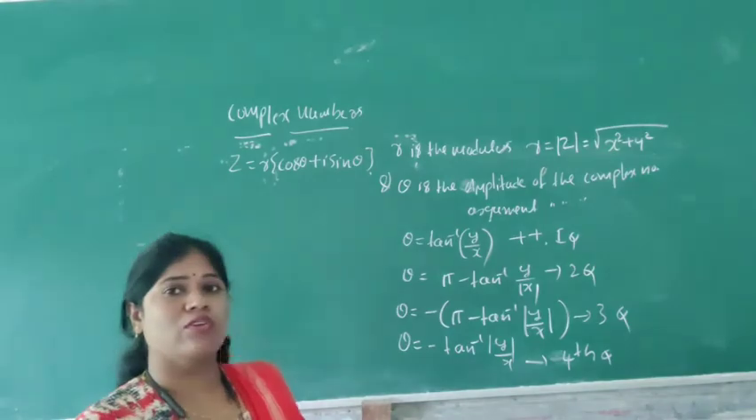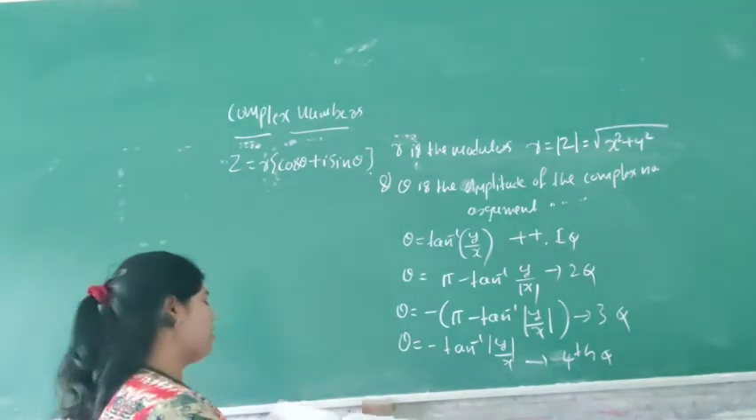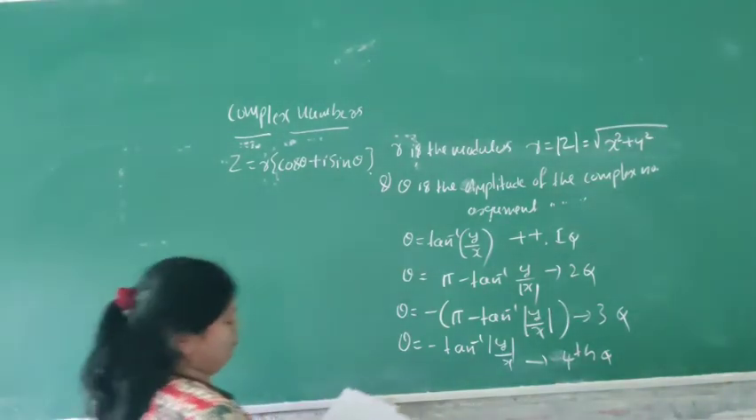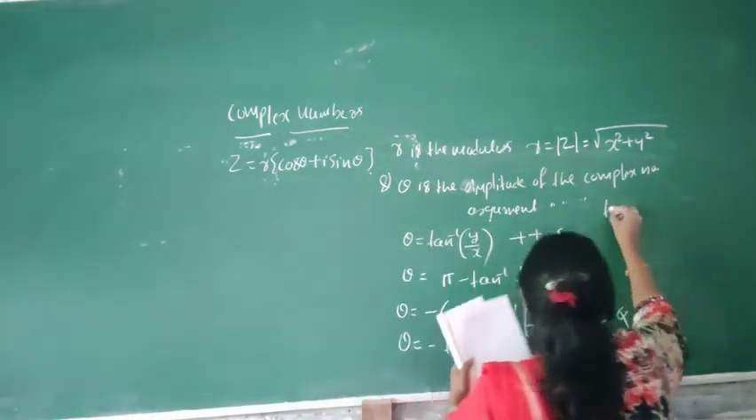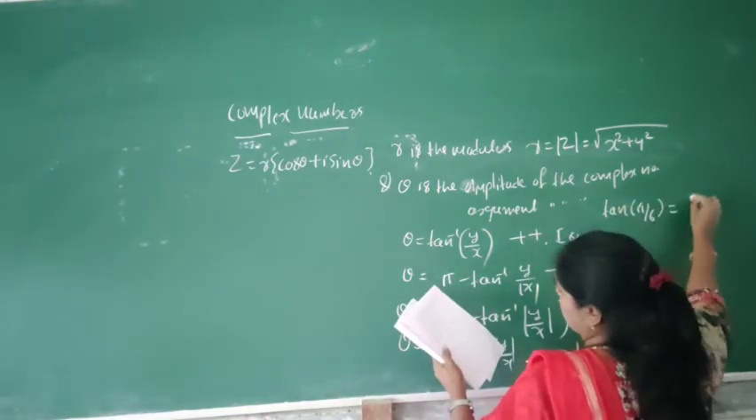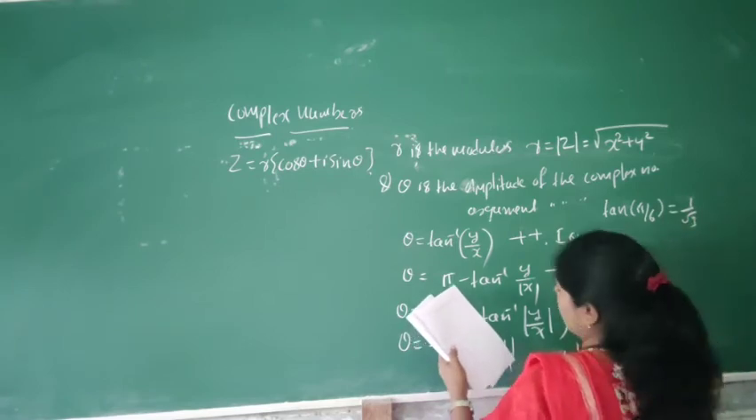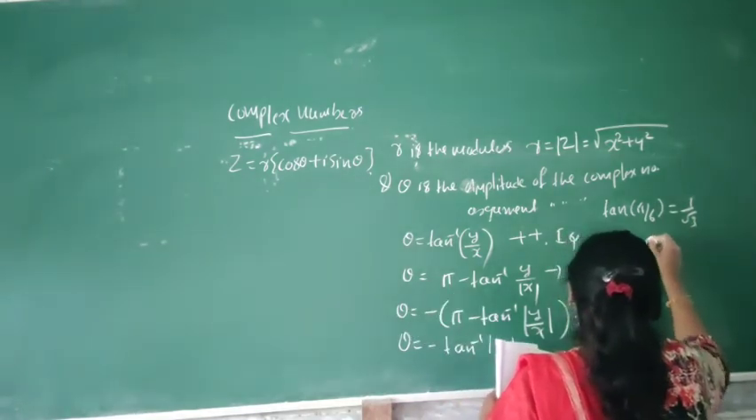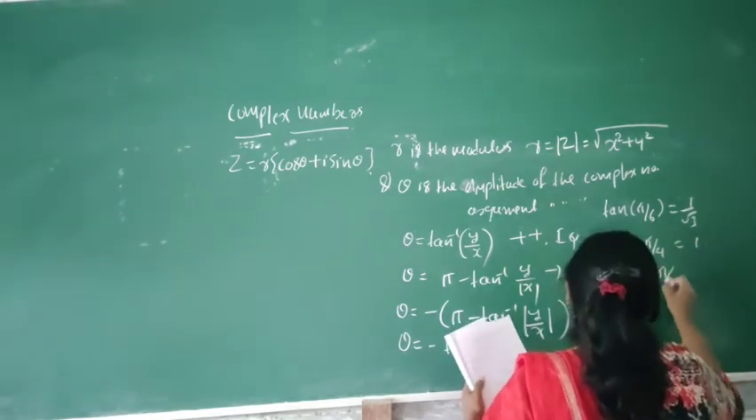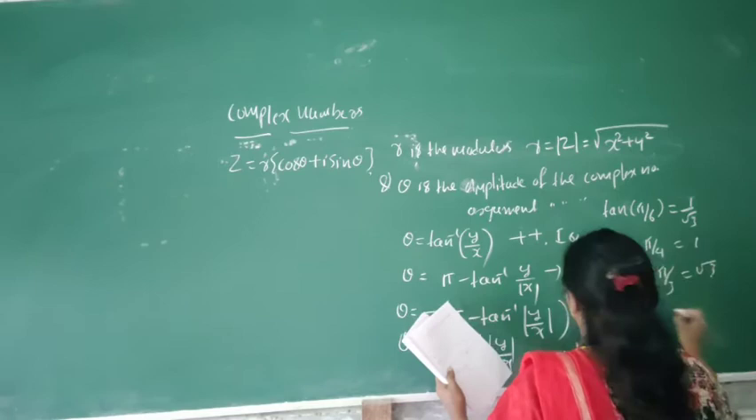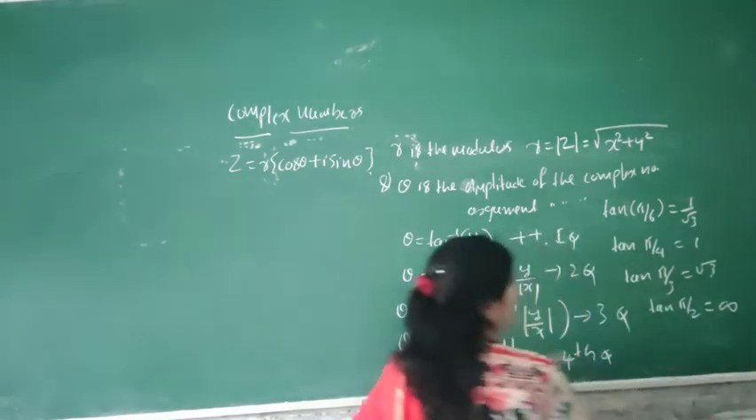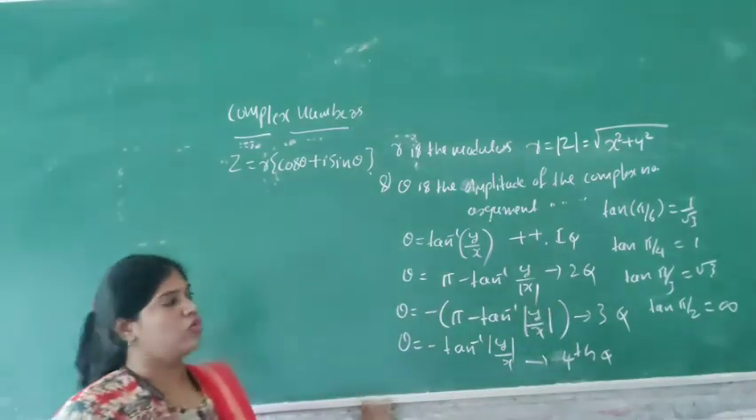Other than this, we have to know the tan values, which we discussed in the previous class. I'll write here: tan of pi by 6 is equal to 1 by root 3. Tan pi by 4, that is tan 45, is equal to 1. Tan pi by 3 is equal to root 3. Tan pi by 2 is equal to infinity. Those values also you should know.